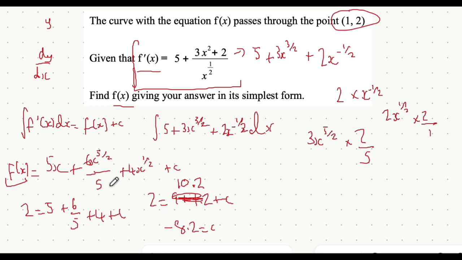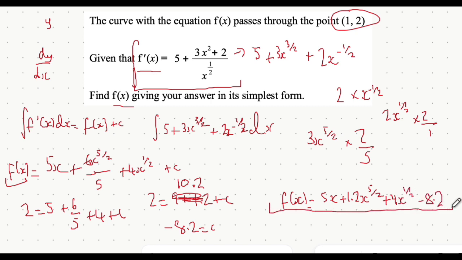I know I'm mixing in fractions with decimals, but personally, I like to deal with decimals, but you don't have to do it like that. You can, and honestly, you're allowed to mix and match, but let's keep it consistent. Let's write everything in the form of decimals now. So we have 5x, and then like I mentioned, 6 over 5 is 1.2. So I'm going to write 1.2x to the power of 5 over 2, plus 4x to the power of a half, and then minus 8.2 for that constant. And that's the whole answer to the question. That's f(x) in its simplest form.